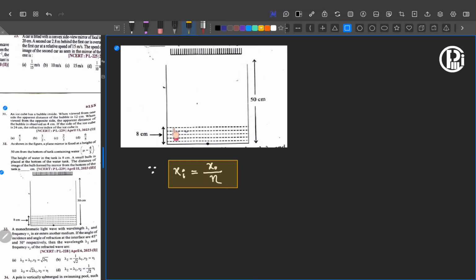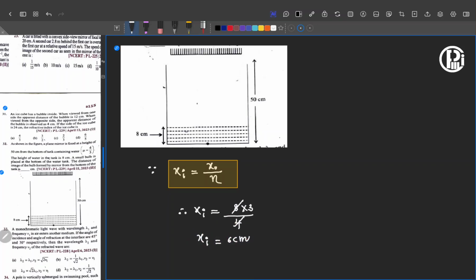What is the xo here? That is 8. So it is at 8 centimeter distance from the interface. So xi is equal to, what is xo? xo is 8 by refractive index. Refractive index of water is how much? 4 by 3. So 4 here into 3 here, this will be 6. So that is, apparent depth is 6 centimeter.